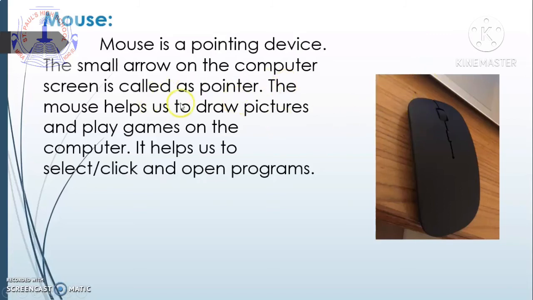The mouse helps us to draw pictures and play games on the computer. It helps us to select, click and open programs. Now there are different kinds of uses of the mouse. Now this is the mouse. It has a left button, a right button and a scroller.